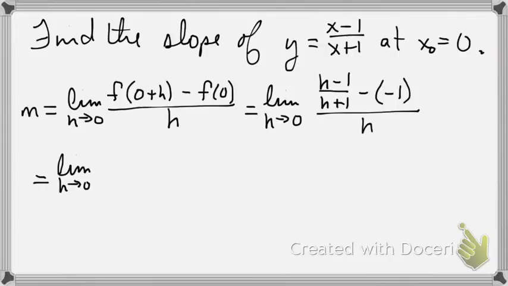So the limit as h approaches 0 of h minus 1 over h plus 1 all over h. All right, now we've practiced evaluating limits like this. If I tried direct substitution, I'd wind up with 0 over 0, which is indeterminate. So what would I need to do?